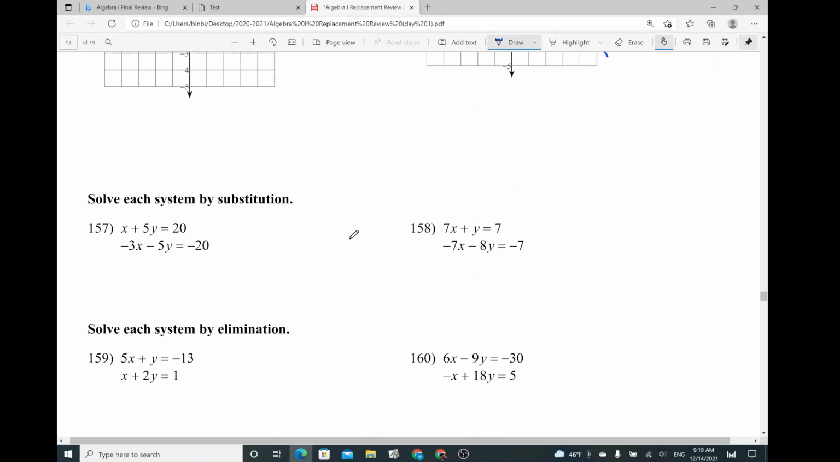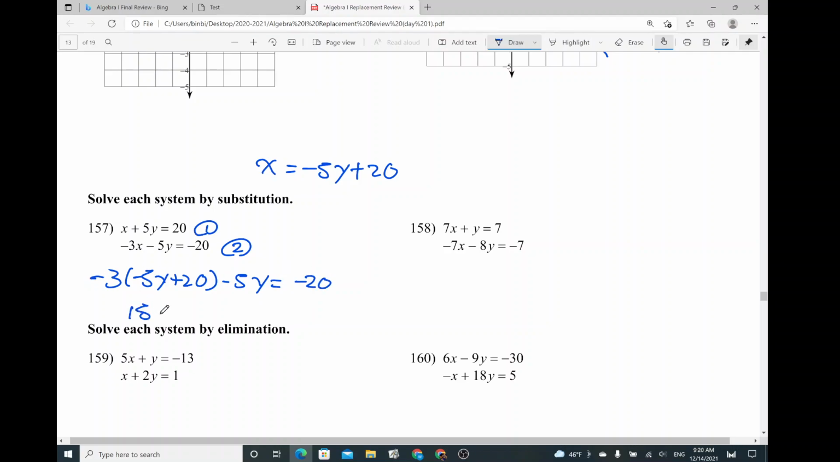So using substitution, anytime that you want to apply substitution, that means you want to solve for one variable in terms of the other, and then you plug the expression into the other equation. Like this one right here, the first and the second equation. In the first equation, what I can do is isolate x by itself, so x equals negative 5y plus 20, subtracting 5y from both sides. Then back to the second equation, instead of using x, we're using negative 5y plus 20 minus 5y, which equals negative 20. Distribute: 15y, negative 3 times 20 is negative 60, minus 5y, equals negative 20.